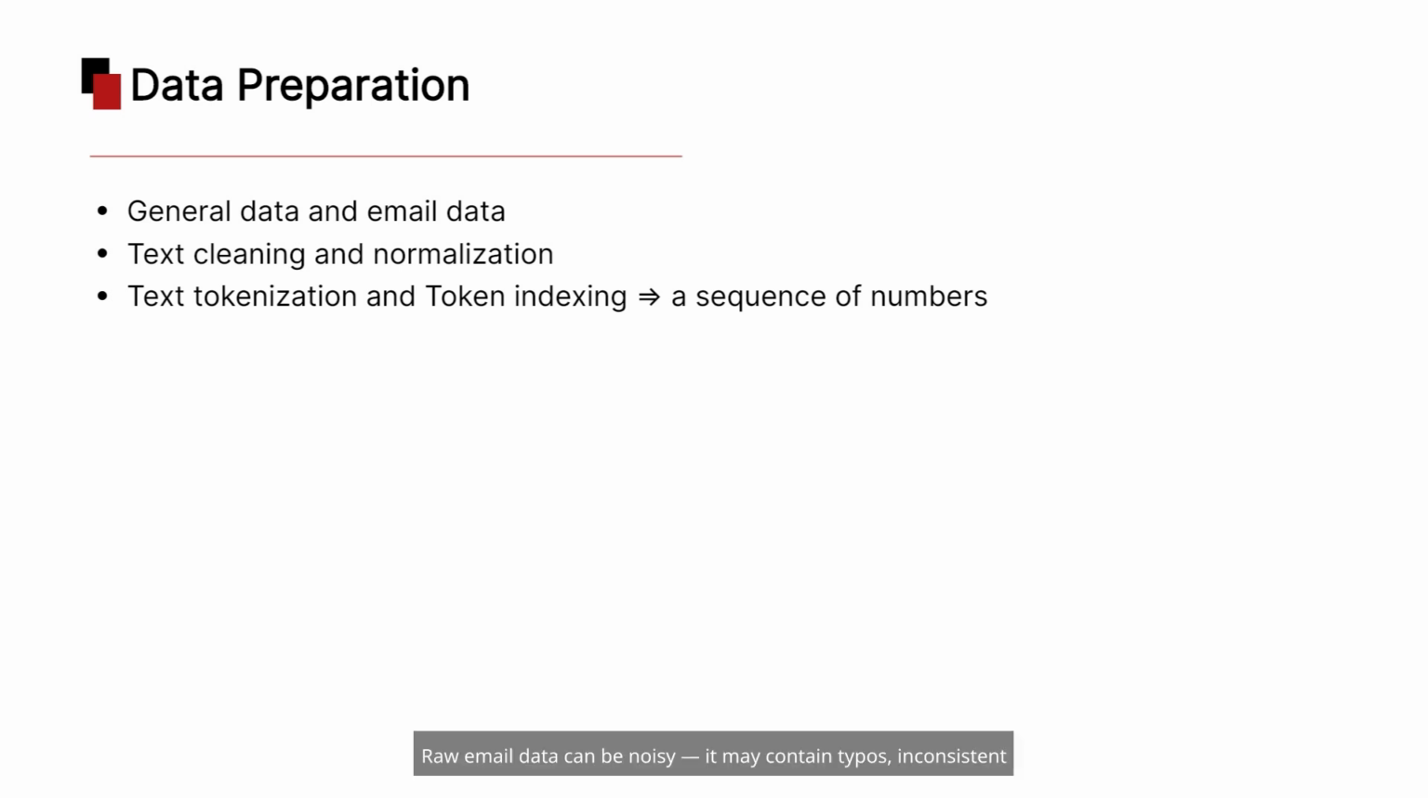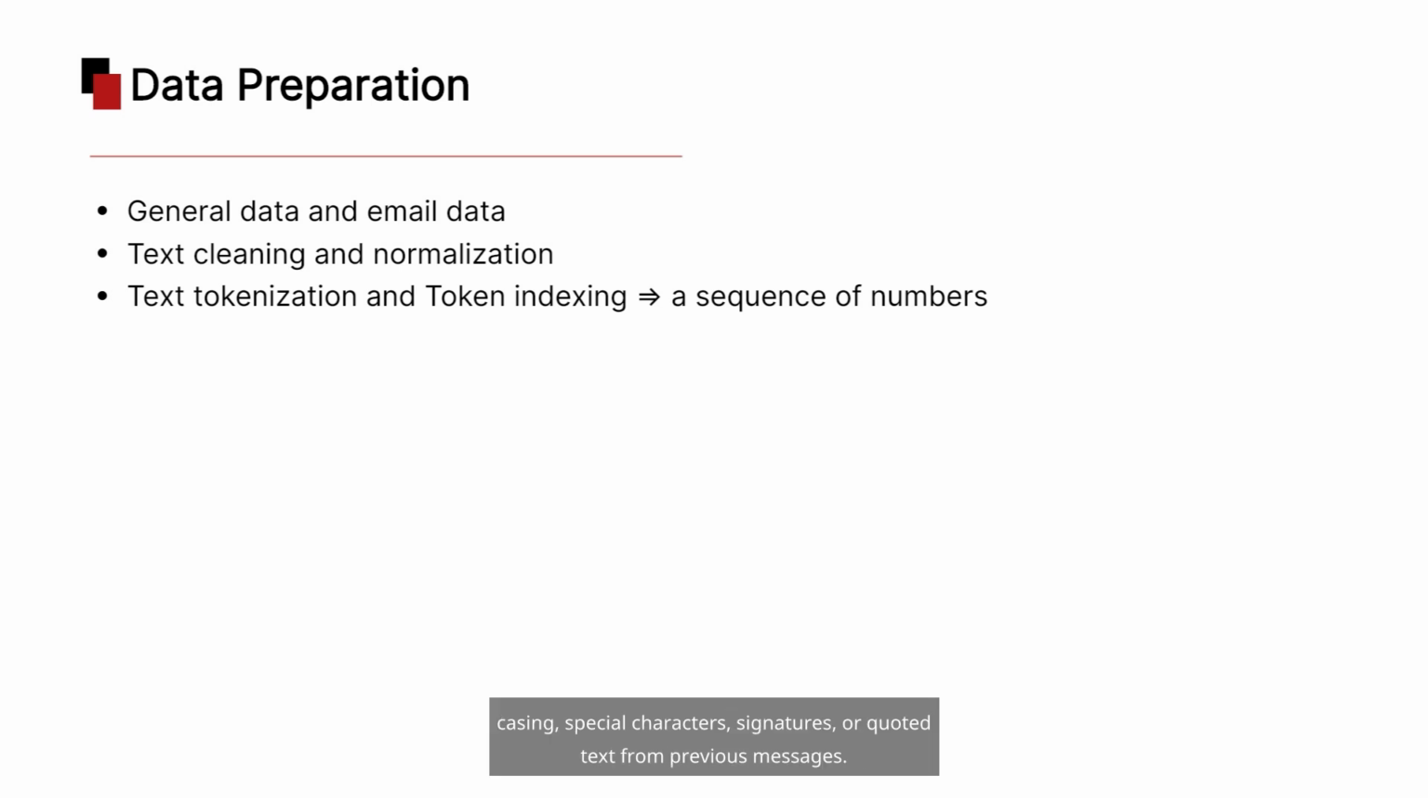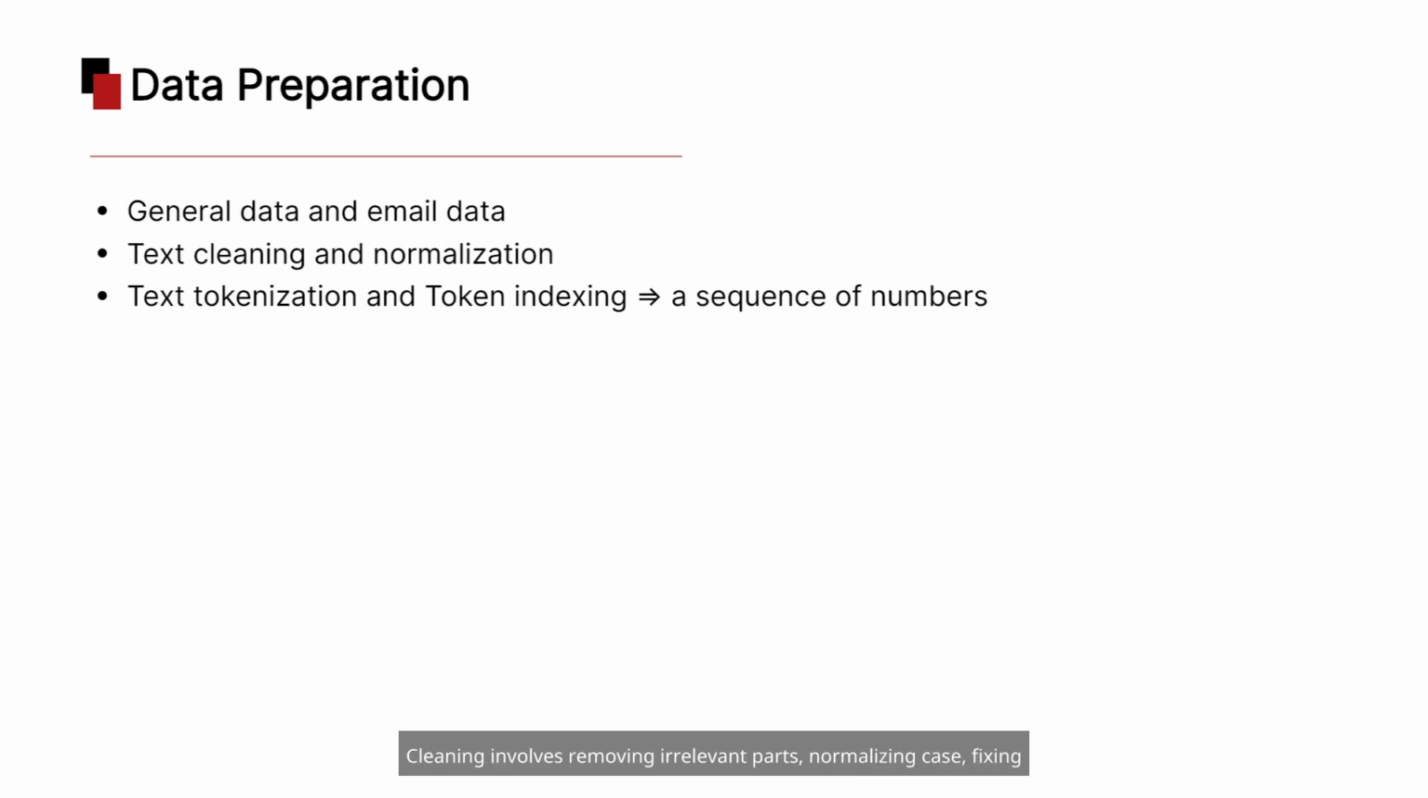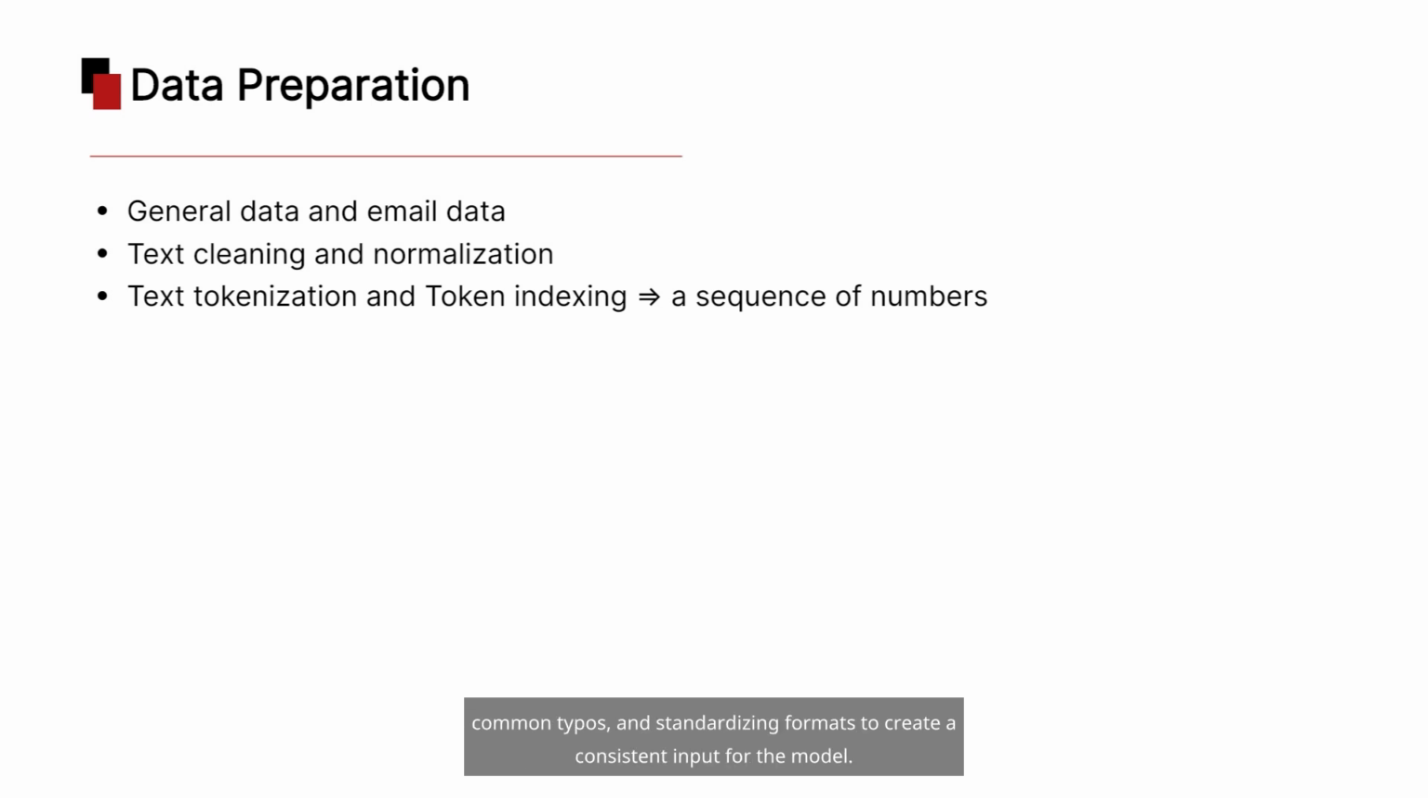Second, text cleaning and normalization. Raw email data can be noisy. It may contain typos, inconsistent casing, special characters, signatures, or quoted text from previous messages. Cleaning involves removing irrelevant parts, normalizing case, fixing common typos, and standardizing formats to create a consistent input for the model. This step helps improve the quality of training data, reducing noise that could confuse the model.